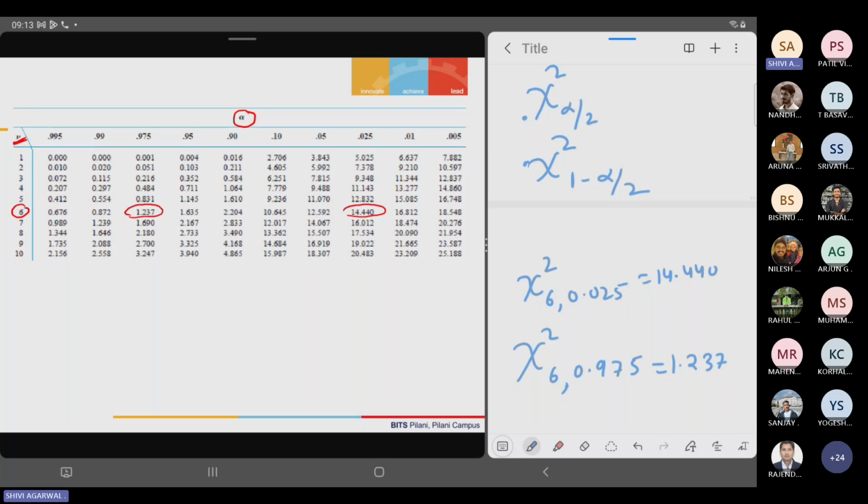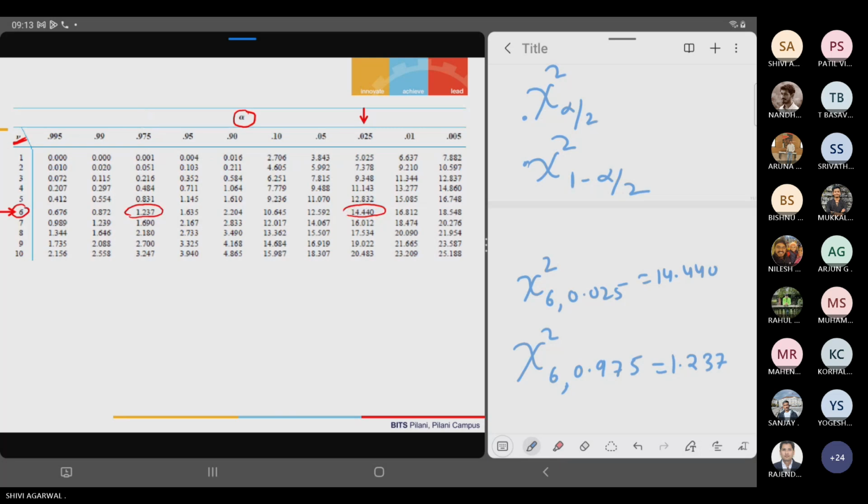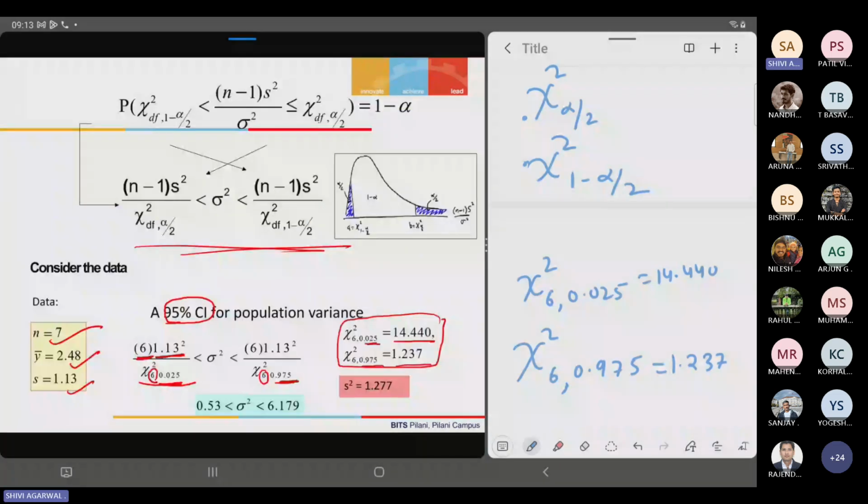This is the confidence interval for sigma. You can see from the table, you can find this value. You can substitute these values in the formula, and you will get the answer: the 95% confidence interval for sigma square.